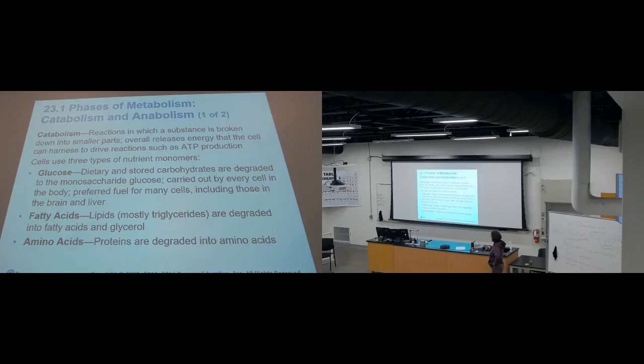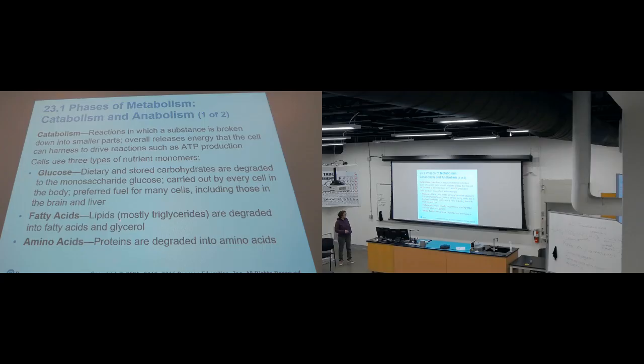Now, our cells use these monomers as a source of nutrients: glucose, fatty acids, and amino acids. Glucose comes from the starch molecules that are stored within the fruits, as well as within the vegetables that we ingest. And this will be the main source of energy that our body prefers, because chemically speaking, breaking down molecules of glucose is easier than breaking down proteins and lipids. So our brain specifically loves glucose.